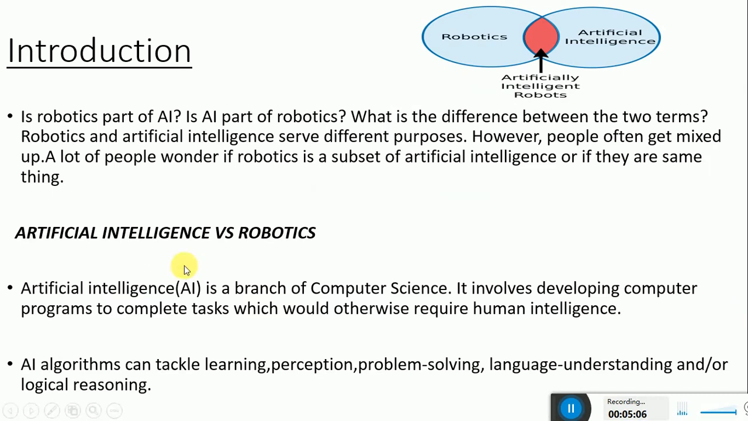Artificial intelligence is a branch of computer science. It involves developing computer programs to complete tasks which would otherwise require human intelligence. AI algorithms can tackle learning, perception, problem solving, language understanding and logical reasoning. So this is the meaning of artificial intelligence and robotics.